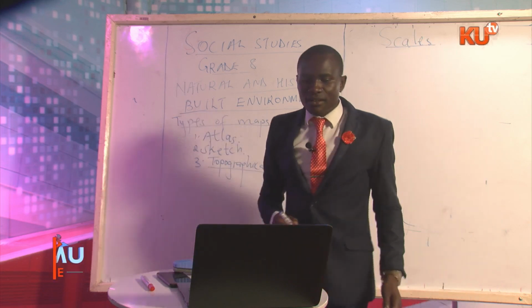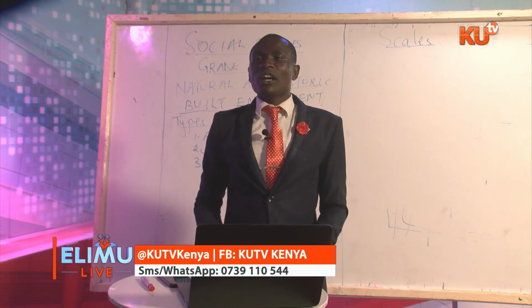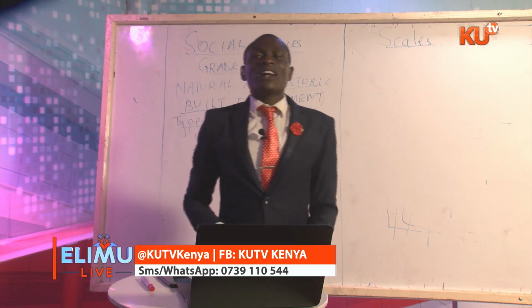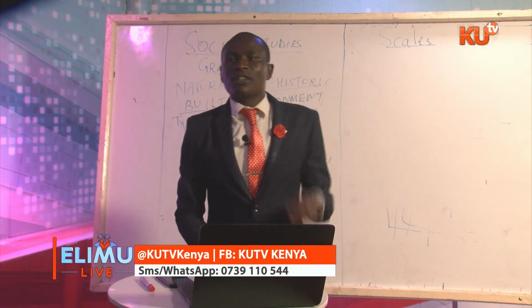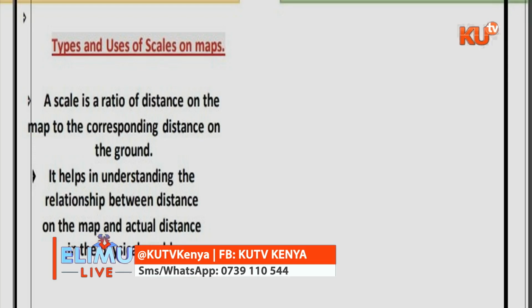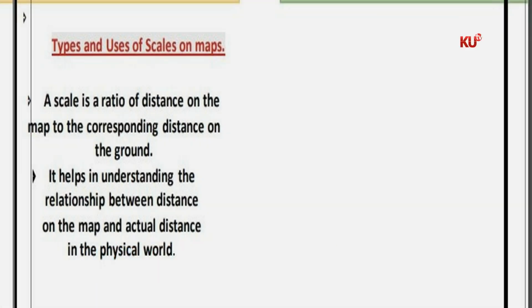Now, learners, what is a scale? Use the number that is on the screen to give us your correct answer. Now, a scale is a ratio of a distance on the map corresponding to that distance on the ground. And the scale helps us to understand the relationship on the map and the relationship on the physical world.